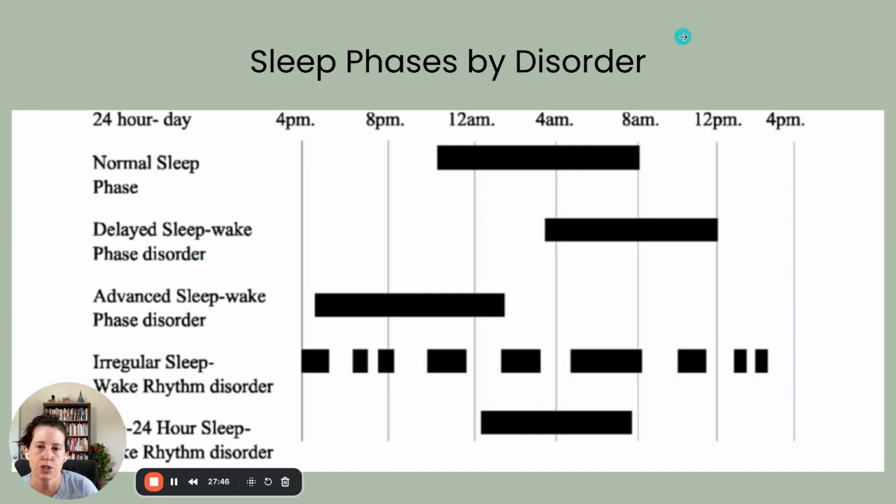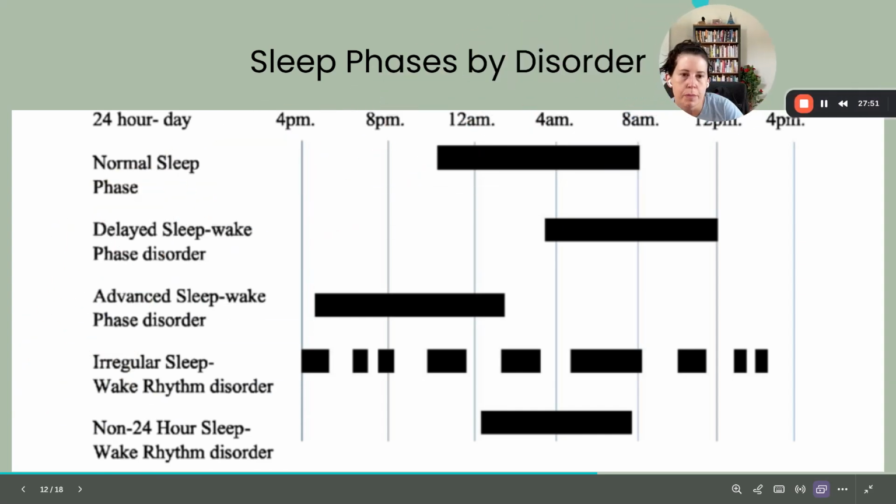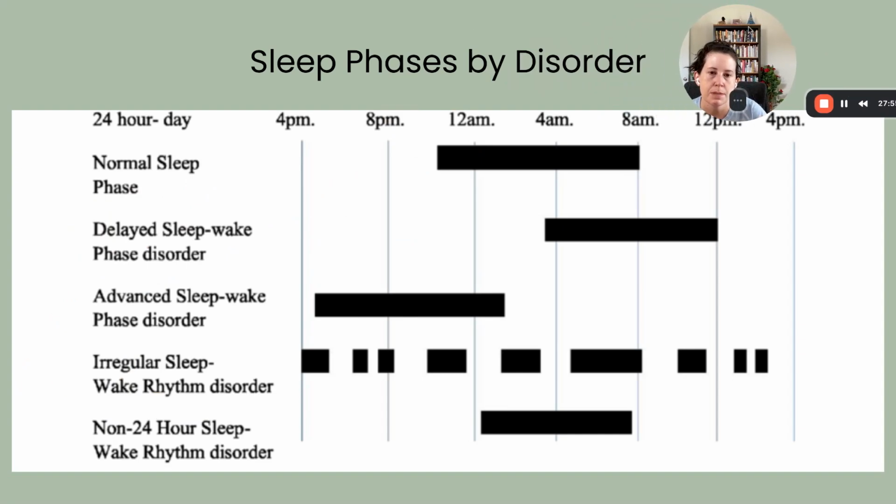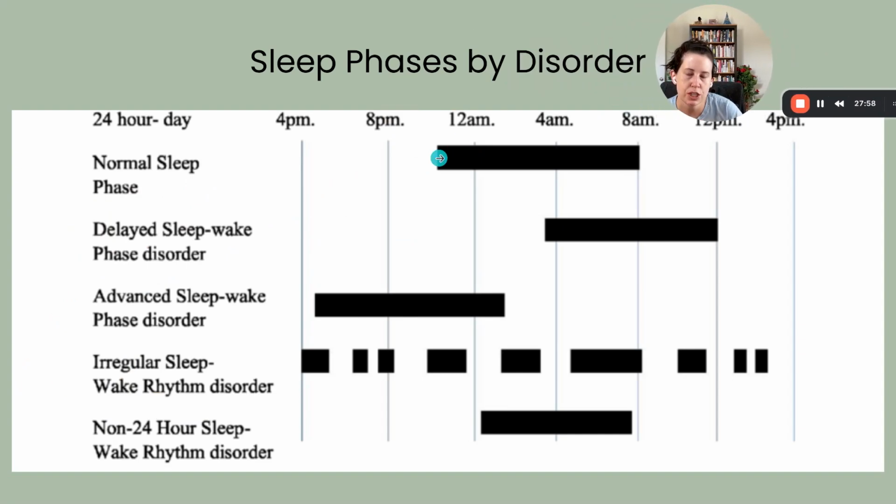All right. So I just have this little diagram that shows sleep phases by disorder. Let's just say this is a normal sleep phase. This person's sleeping, I don't know, 10 p.m. to 8 a.m. There's some variation there, but that's normal. Somebody with delayed, it's pretty much the same. They're going to go through the same cycle that this person does in the same length of time. It's just pushed way later.